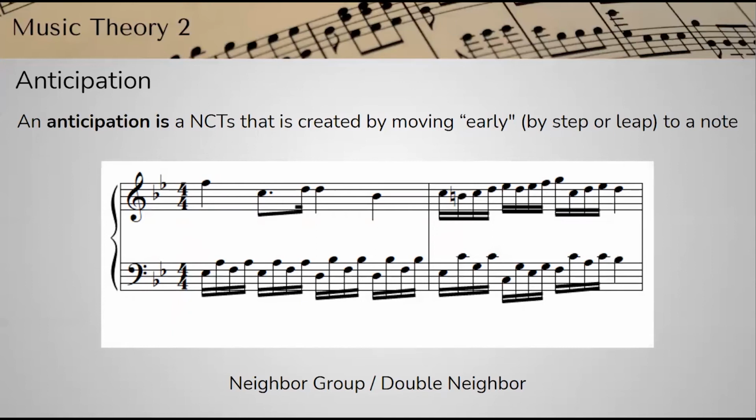Okay, so somewhere in there is an anticipation. So again, we have to figure out what the chords are first before we can figure out where our non-chord tones are. So this is in the key of B flat major. Let's figure out this first chord.